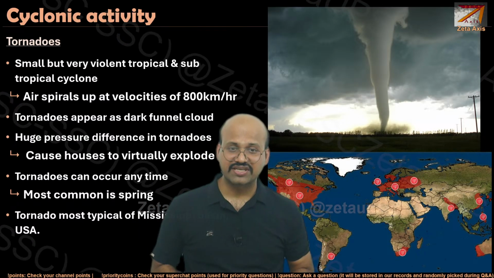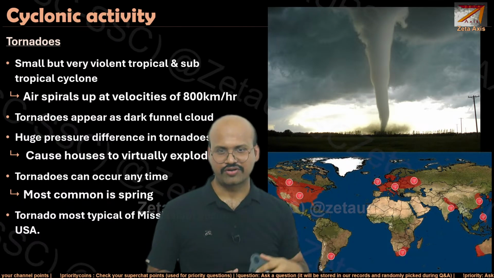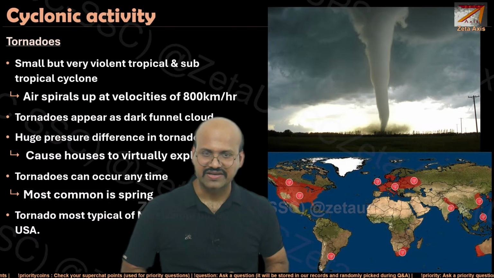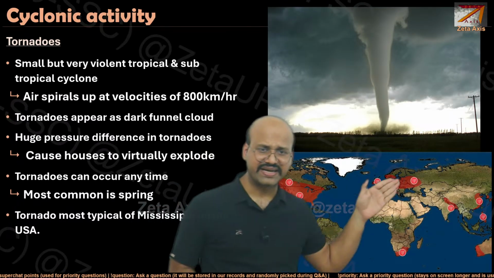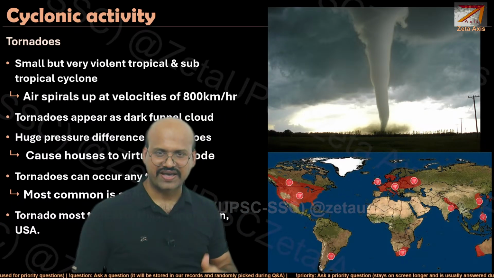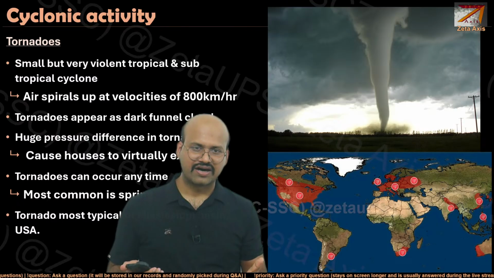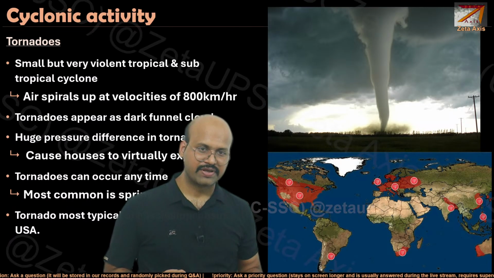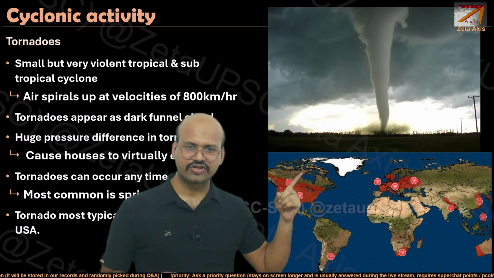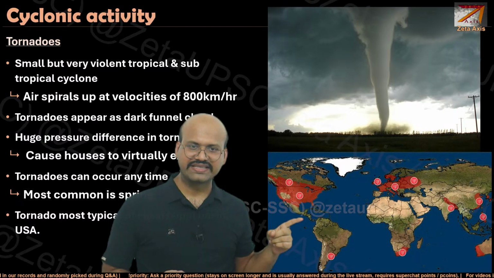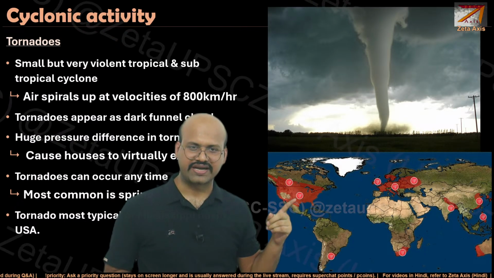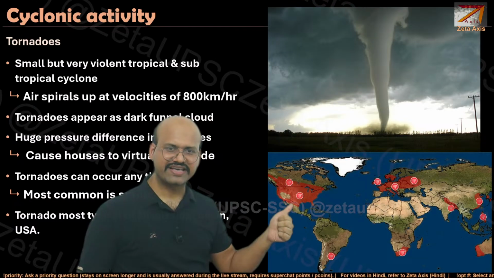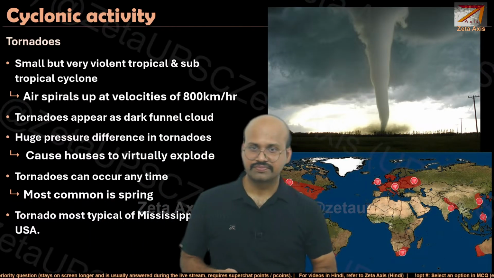But the pressure gradient is even higher in tornadoes, and that is why the winds flow with very high velocity. Here, these red regions are the regions where there are a lot of tornadoes, but you will see that most of the tornadoes occur in the Mississippi basin of the USA, over here. So this area is basically known for tornadoes.